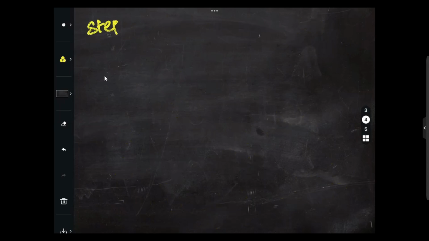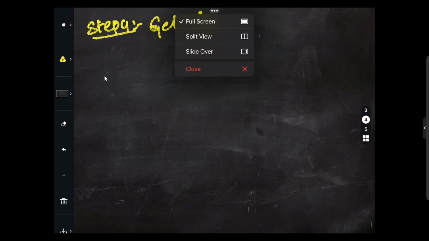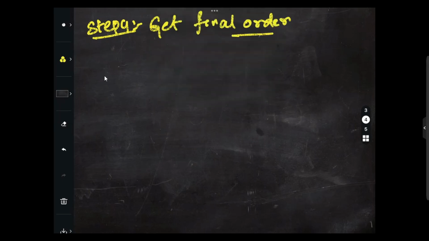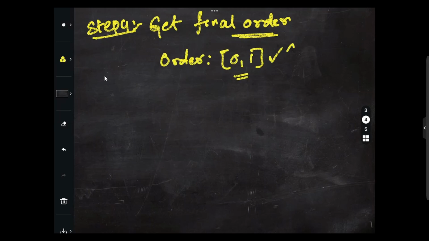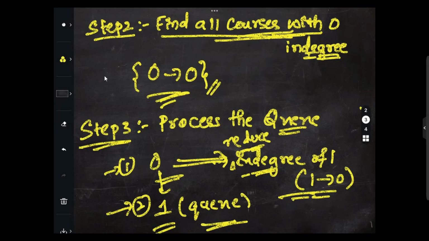So step 4 is get final order. Sorry, get final order, nothing but the order will be in this case 0, 1, right? So this will be the valid order basically. This is what we need to get in the output. That's 0 first and 1.